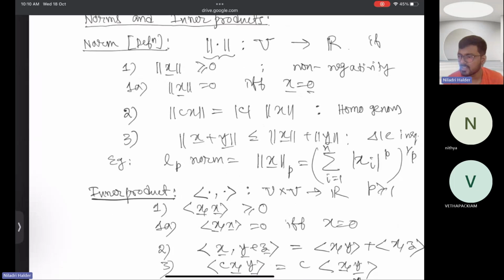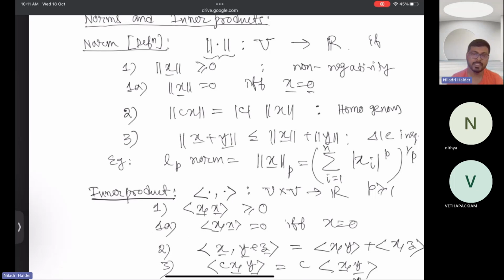So a function which goes from a vector space to the real numbers, or real field, is called a norm if these three conditions are satisfied. One is non-negativity, that is, norm of x is greater than or equal to zero, and that is equal to zero only when x is equal to zero. So when there is a zero vector, the norm should be zero. Otherwise, it is non-negative. It is positive.